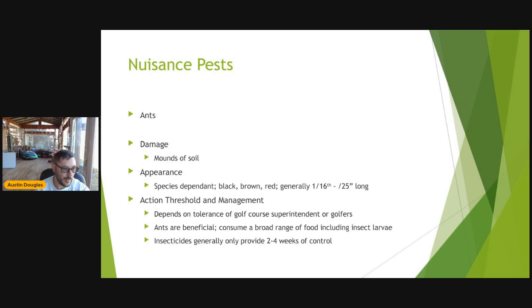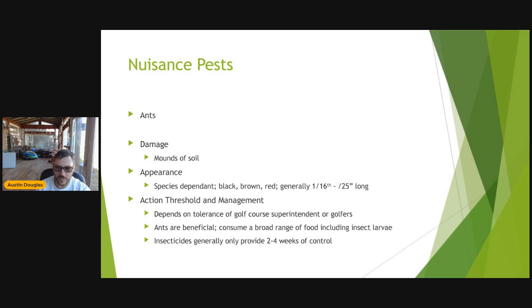If you had ant mounds appearing in a golf putting green, that's going to cause an issue. Species dependent, they can be black, brown, red. They're generally anywhere from 1/16 of an inch to 1/4 of an inch long, depending on what ones you're dealing with.